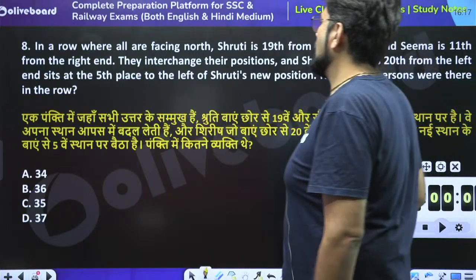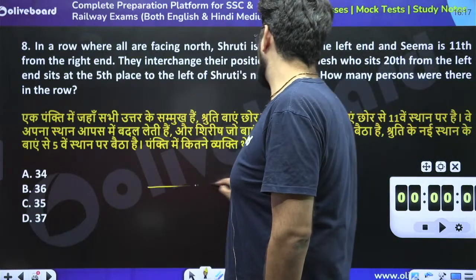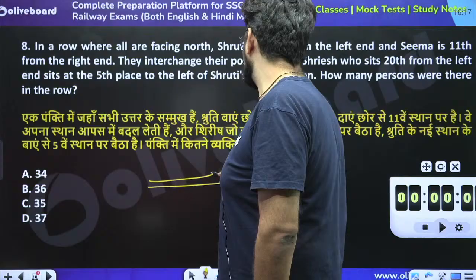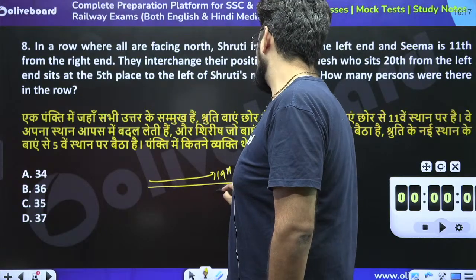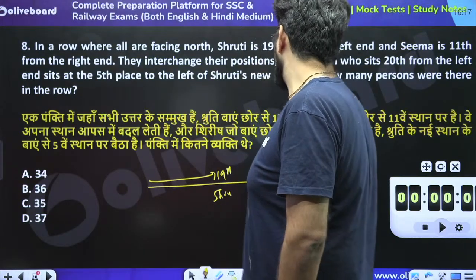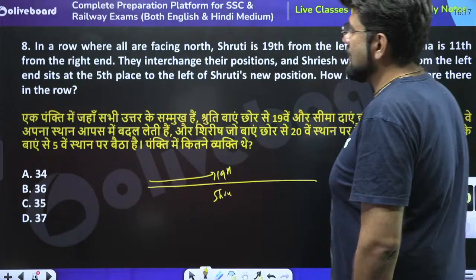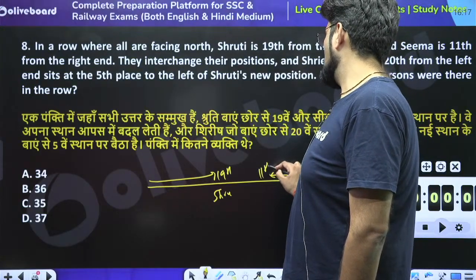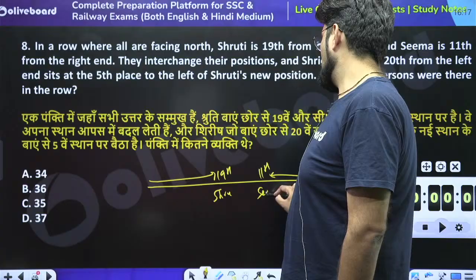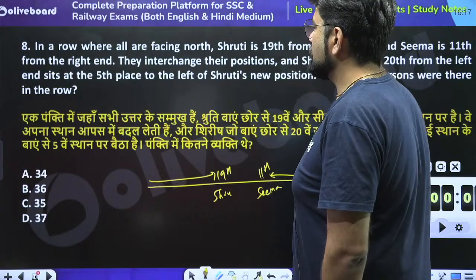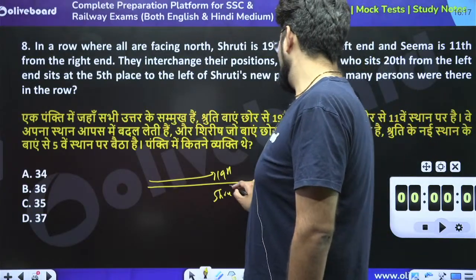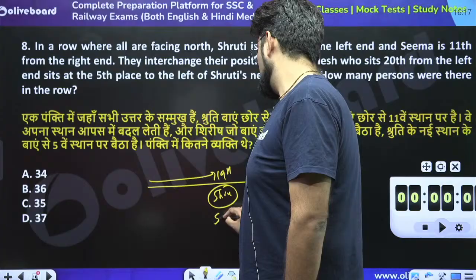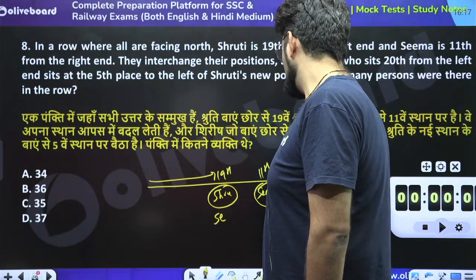In a row where all are facing north, Shruti is 19th from the left and Seema is 11th from the right. We will assume that they are not overlapping. They interchange their positions. So Shruti here, Seema will come up. Seema here, Shruti will come up.